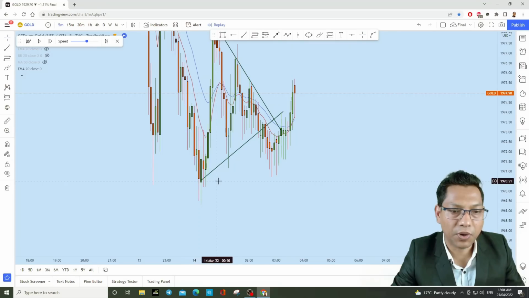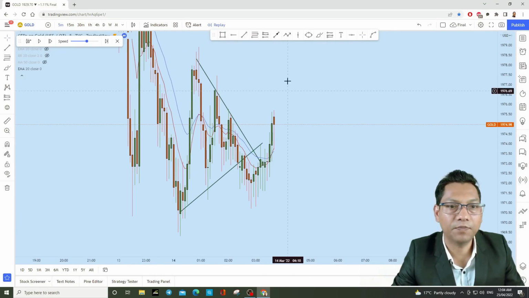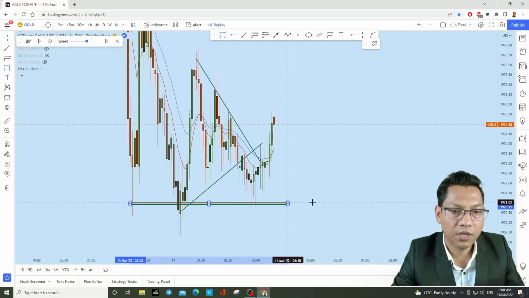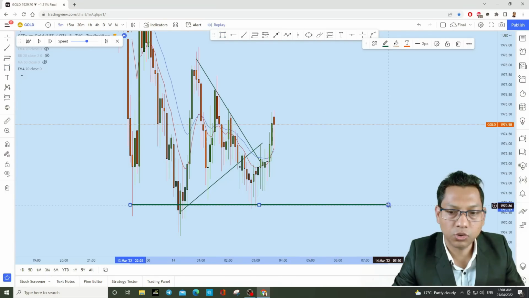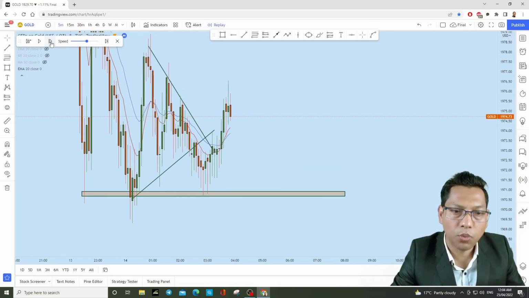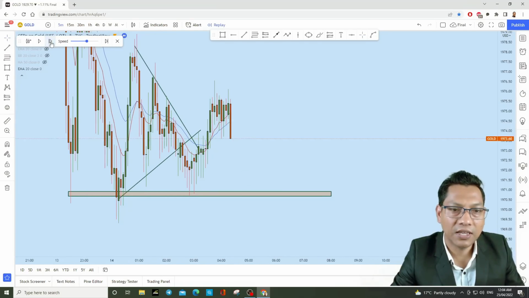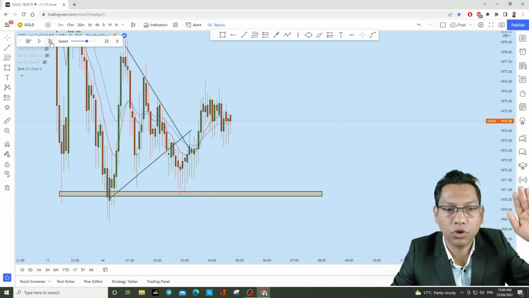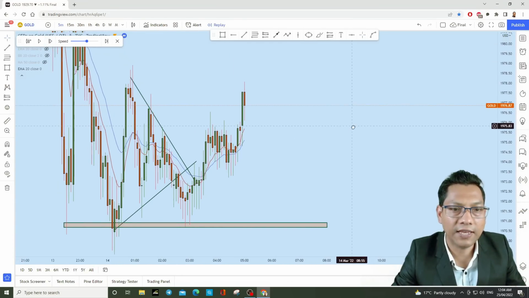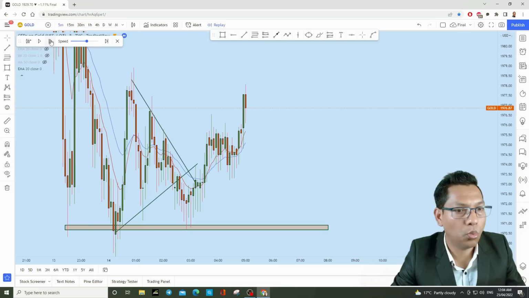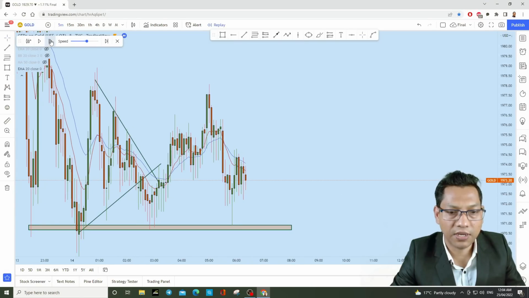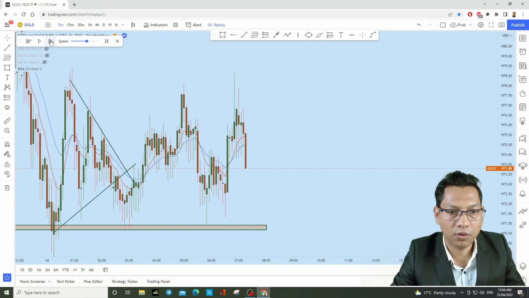Because it didn't break this level, we haven't entered yet. Let me draw the horizontal level as well so that you know we need to see a breakout of this level, then we will consider shorting. And you need to patiently wait until it breaks. Either it will continue to go up, then you will not be trading, or, it looks like it may not break. So let's see what happened. Now you see that it's coming down, okay, it might go up.